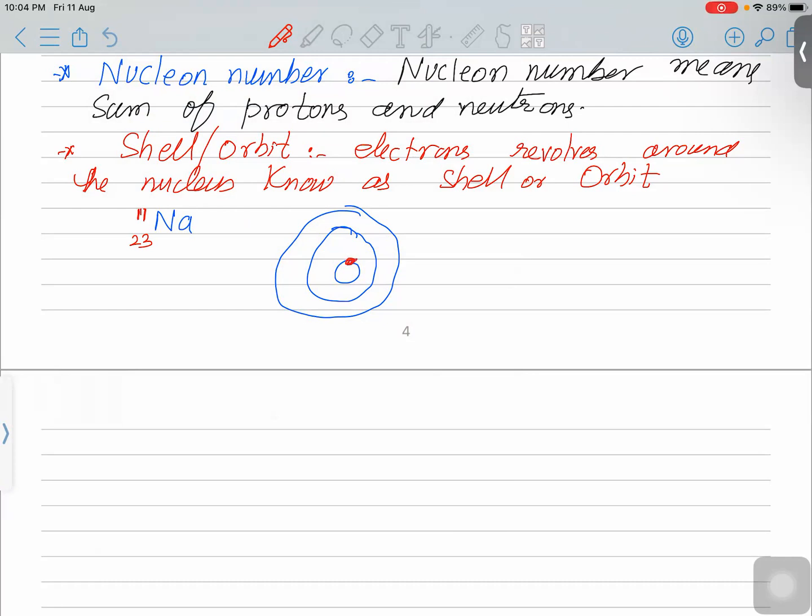So in the first shell you have 2 electrons. In the second shell you have 8 electrons. And then you have the remaining electrons. Can you tell me how many electrons are in the sodium? Sir, 11. Outermost electron is called valence electron.